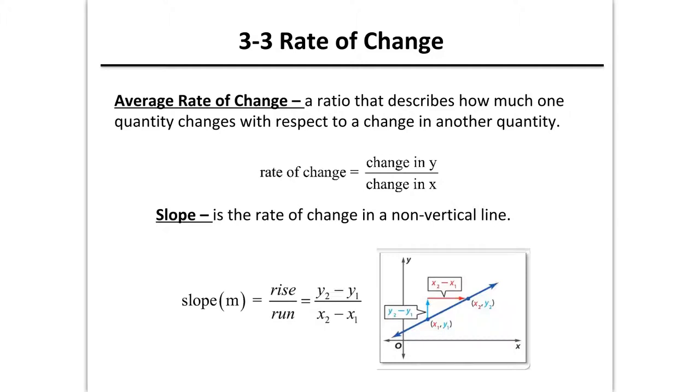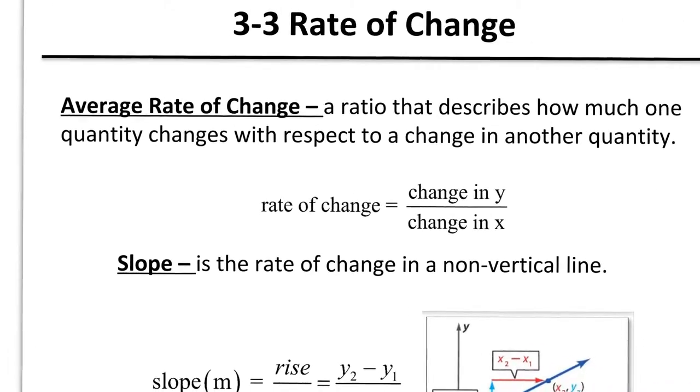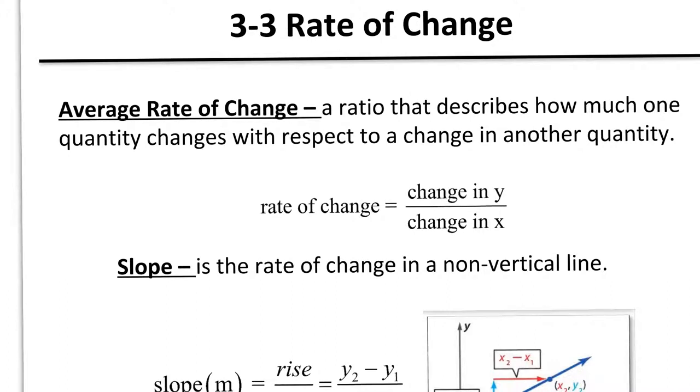So let's look at what rate of change is, and we are going to transition from rate of change to slope. First, let's understand average rate of change. When we have a ratio that describes how much one quantity changes with respect to another quantity, that is the average rate of change. The key word is changing. So when one quantity changes over another quantity, that is the average rate of change.